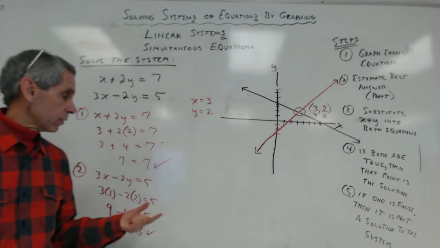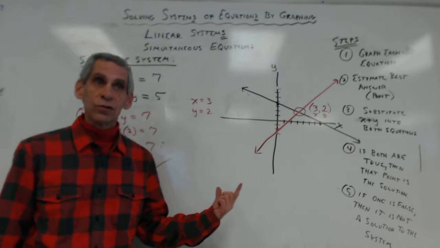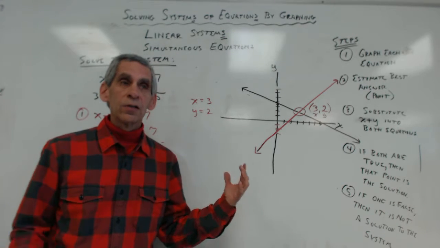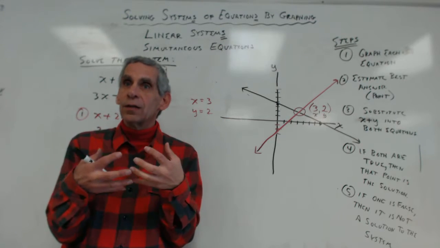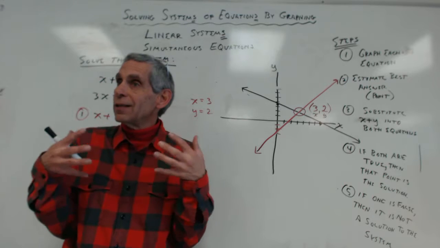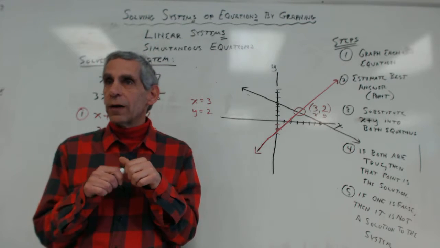If one of them worked and the other one didn't, then we did not find the solution. Does that make sense? Because the solution is only true if it's true for both of them. That's what a system is. It's got to be true for every piece of the system. Okay?